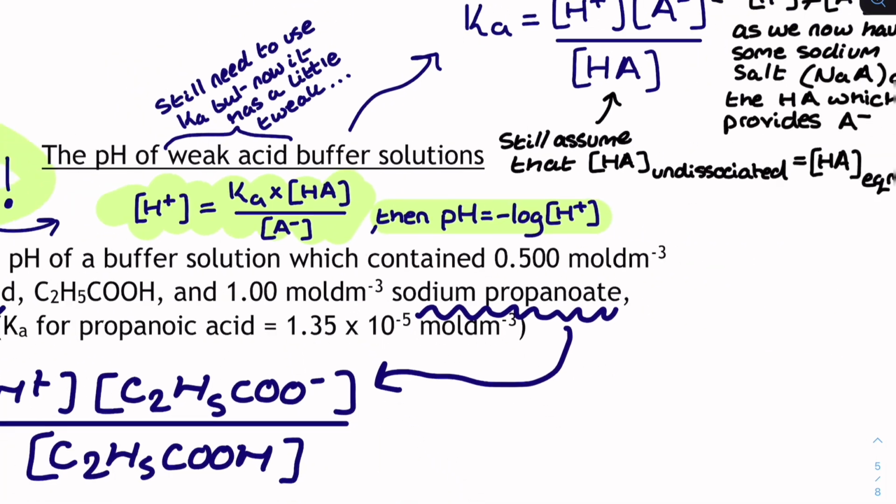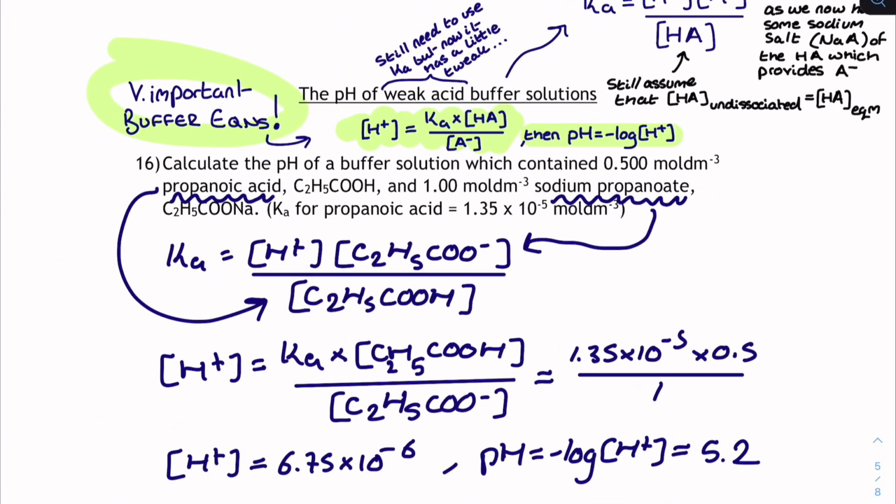Let's have a look at all of these scenarios and make some sense of what's going on here. First off, calculate the pH of a buffer solution which contained 0.5 mol per decimeter cubed of propanoic acid and 1 mol per decimeter cubed sodium propanoate. Now here you can see I've got my Ka expression in the answer space and I'm labeling up the values I have. My sodium propanoate is providing me with this A- value here, the propanoate ion, and the propanoic acid is shown in full on the denominator just here.